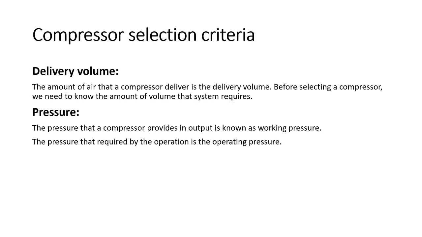Compressor has a particular selection criteria which is as follows. Delivery volume, which means the amount of air that a compressor delivers. Before selecting a compressor, we need to know the amount of volume that the system requires. Also, pressure. Pressure that a compressor provides in its output is known as the working pressure. The pressure that is required by the operation is the operating pressure. Now Rohan Chopra will tell you about air conditioners.